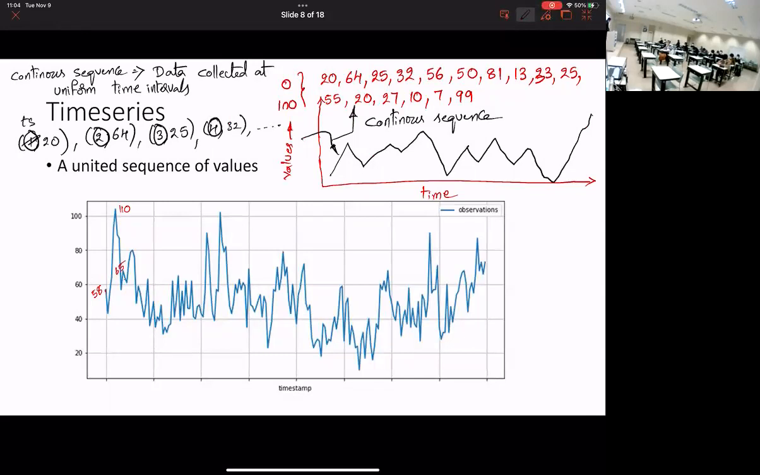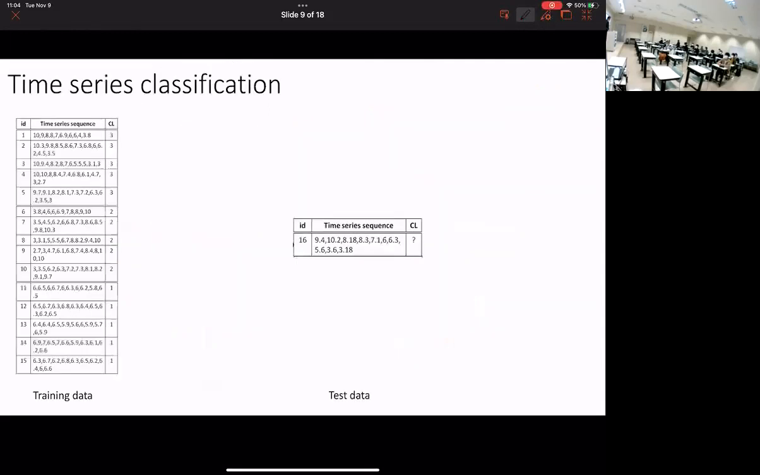We can simply say this as 20, 64, 25, 32 as a sequence. But every sequence has time, T1, T2, T3. This is your timestamp. Is it clear? Next time when you see the graph, always keep in mind that there is a continuous sequence of values. For example, stock market data, daily temperature data, your marks. They all have a sequence, and this sequence represents time series.